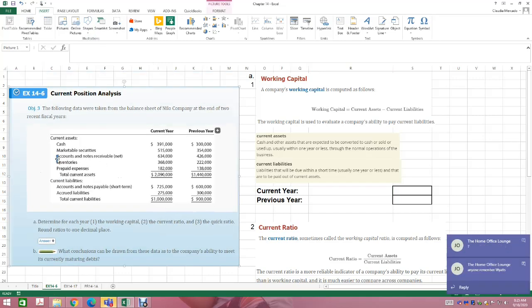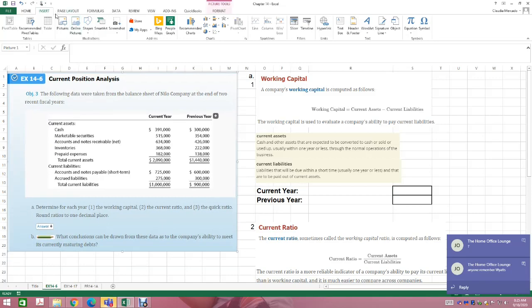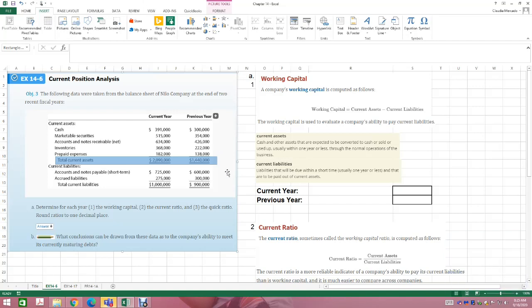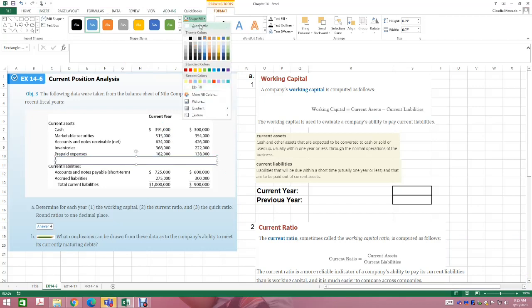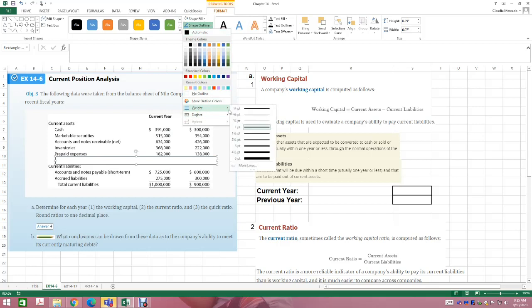Excuse me, let me see. Let me try this again. Total current assets, here we go. So right there we have our total current assets. Just let it load. There we go. I don't know why my computer's so slow this morning, but we have to work with what we have. What else can we do?